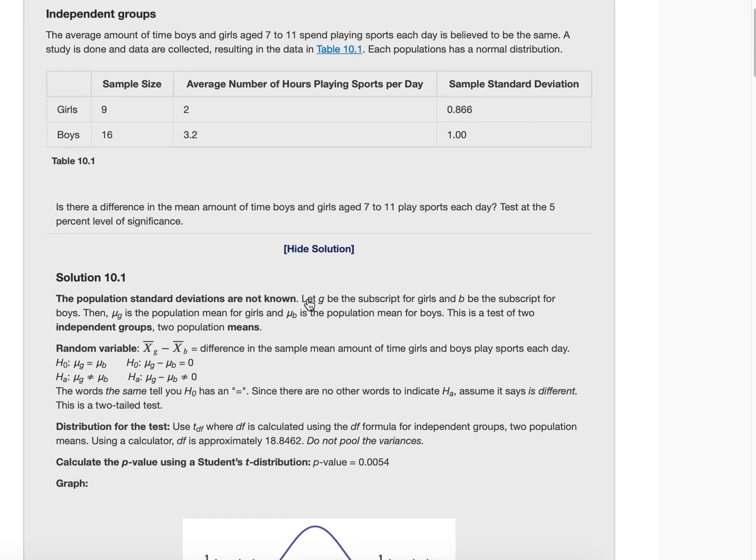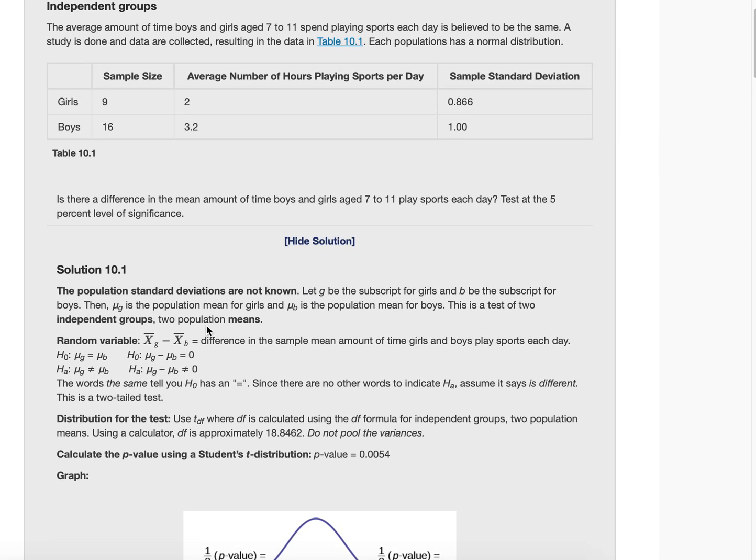So to do this, I don't know my population standard deviation. Notice this says sample size, average number of hours, which is a mean, guys. So I don't know this. So this means I'm going to utilize this method. I'm going to use G and B, G for girls, B for boys, makes sense, right? As the subscript to make sure that I'm working with the correct numbers. So then the population means would be mu sub G for girls and mu sub B for boys.